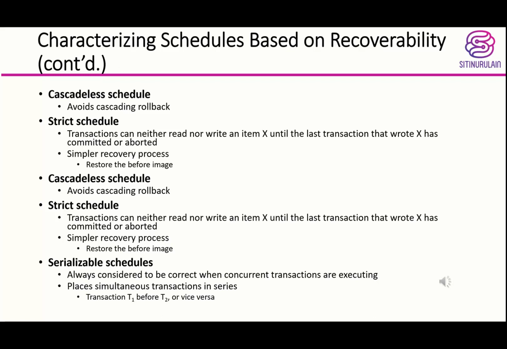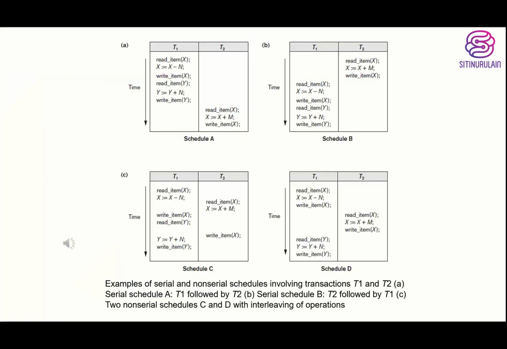Serializable schedules. Always considered to be correct when concurrent transactions are executing. Places simultaneous transactions in series: transaction T1 before T2, or vice versa. The slides show 4 examples of serial and non-serial schedules involving transactions T1 and T2. A. Serial schedule A, T1 followed by T2. B. Serial schedule B, T2 followed by T1. C. Two non-serial schedules C and D with interleaving of operations.